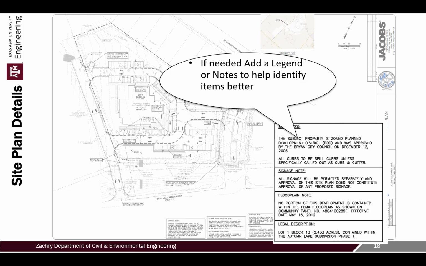And so if you look right here, here's the signage note. All the signage will be permitted separately, and approval of this site plan does not constitute approval of any proposed signage. So they put in a note that says, okay, we're going to follow that. Another one down here, the floodplain note. No portion of this development is contained within the FEMA floodplain as shown on community panel and all that. So these are things that you would put in notes so you wouldn't necessarily have to deal with it in the drawing.